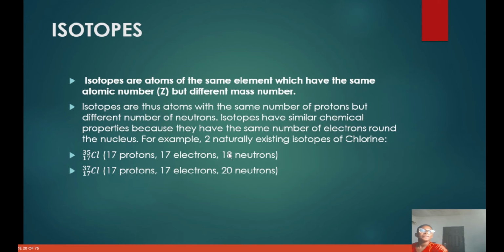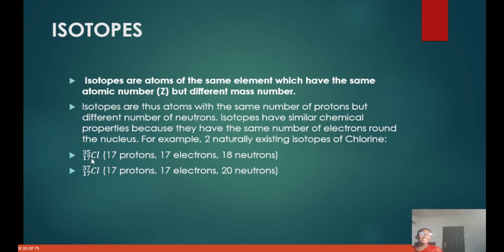They are balanced. Isotopes. What are isotopes? Isotopes are atoms of the same element which have the same atomic number but different mass number. Look at this chlorine. Here we have chlorine 35 and chlorine 37. So we have this one as 35, and this one as what, 37. So these are isotopes. Isotopes are those atoms with the same number of protons, the atomic number we've already established, but different mass number.